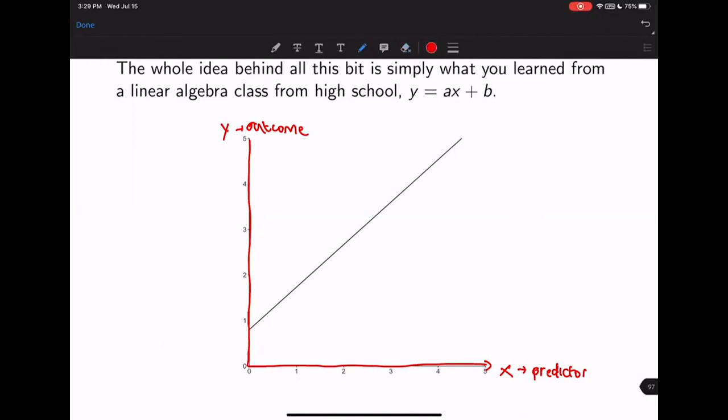We try to express the relationship between the two variables by building a two-dimensional plane. Now that we have two variables, predictor on one axis, outcome on the other, we are trying to draw a line that represents the relationship between these two variables. This line will be a straight linear line.